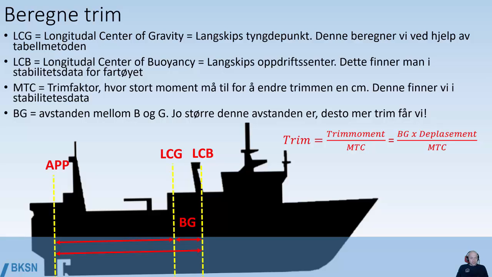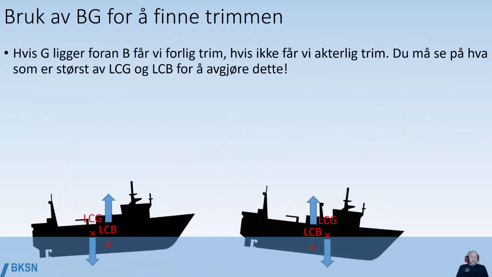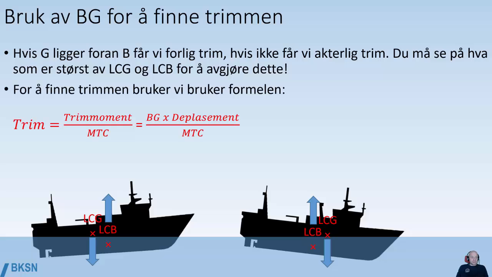And the BG, the distance between the longitudinal center of buoyancy and the longitudinal center of gravity, we find by subtracting the one from the other. And the bigger this distance is, the more trim we will have. So if G is in front of B, then we have forward trim. If not, we have aft trim, and you have to look at which one is bigger, LCG or LCB, in order to determine which one is the case.